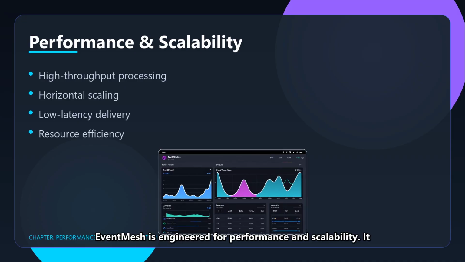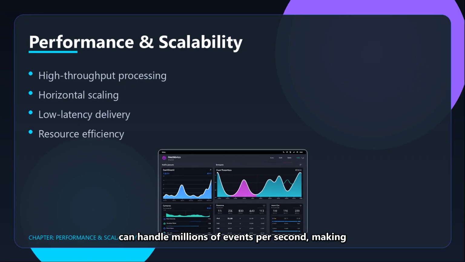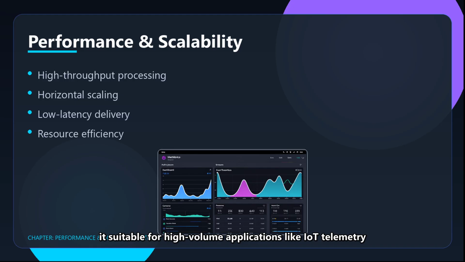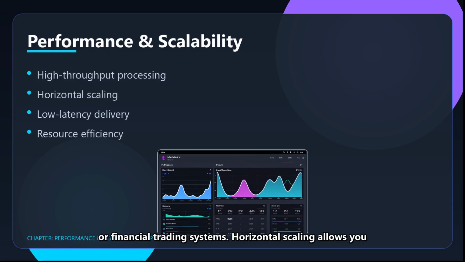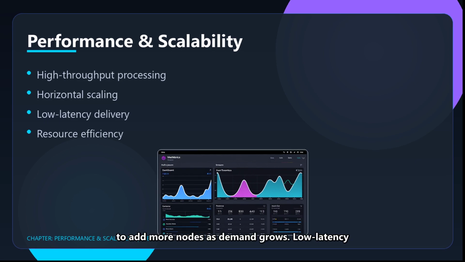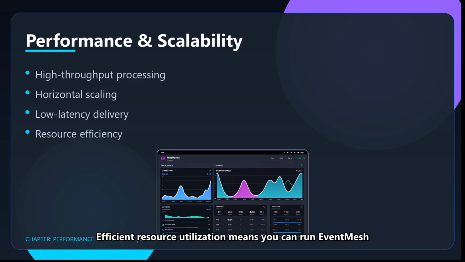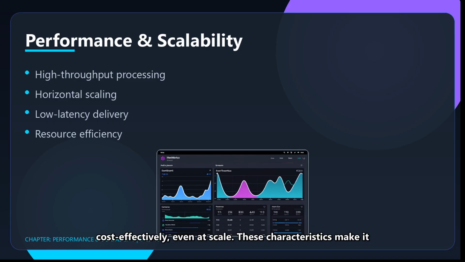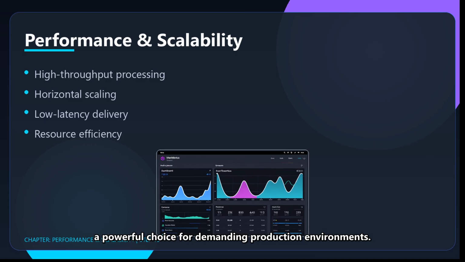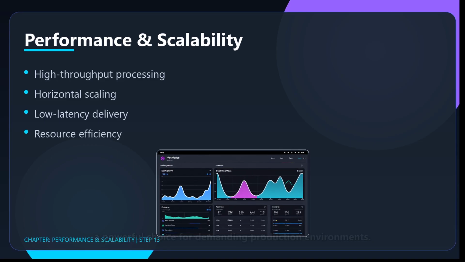EventMesh is engineered for performance and scalability. It can handle millions of events per second, making it suitable for high-volume applications like IoT telemetry or financial trading systems. Horizontal scaling allows you to add more nodes as demand grows. Low-latency delivery ensures real-time responsiveness, critical for time-sensitive applications. Efficient resource utilization means you can run EventMesh cost-effectively, even at scale. These characteristics make it a powerful choice for demanding production environments.